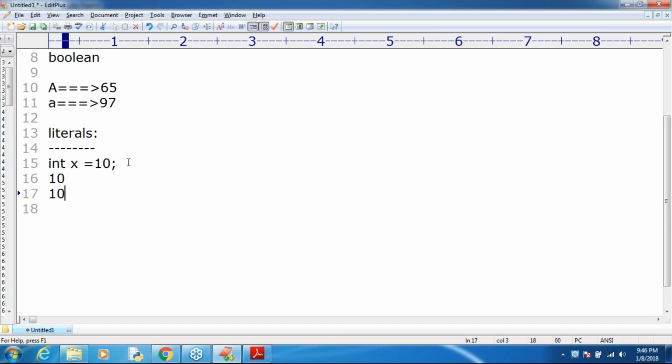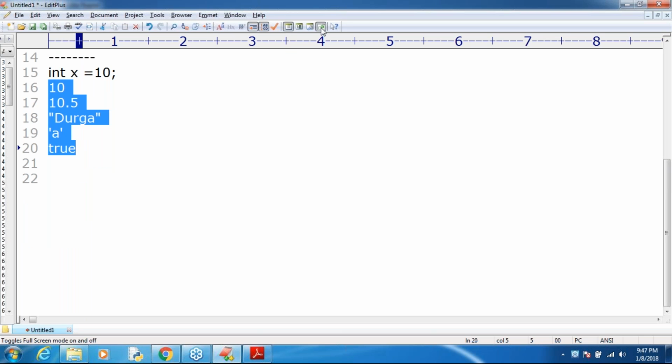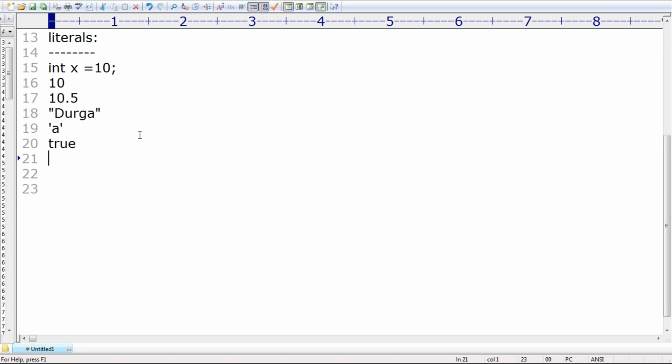Literal means the constant values we are assigning to the variable. 10 we are assigning somewhere, 10.5 we are going to assign. Next, Durga we are trying to assign to a string variable. Durga is a string value, a string literal. Next, a character we are assigning. Next, true or false we are assigning. These constant values are by default considered as literals.